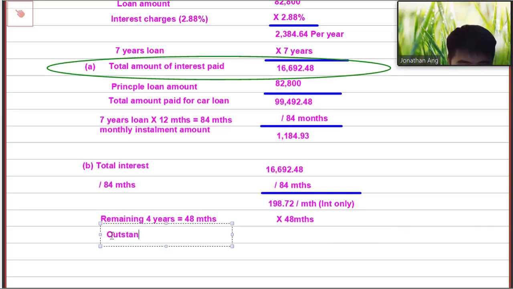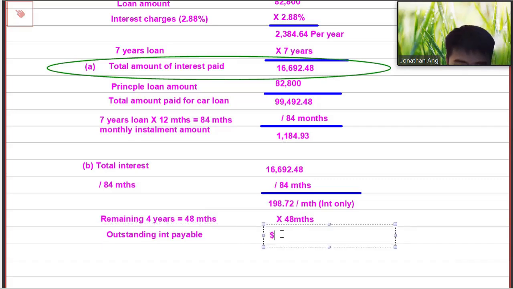You can either use the outstanding or minus away the amount you've paid. Both ways are fine. I'm using the outstanding one, so the outstanding interest payable. You multiply by 48 months, and the outstanding interest payable is supposed to be 9,538.56. This is the outstanding interest payable.